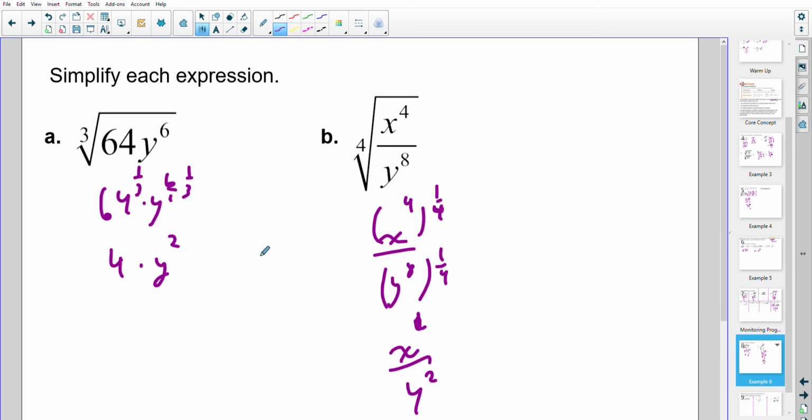So same properties with radicals and variables. It's just you have to deal with simplifying the fractions when you multiply them.